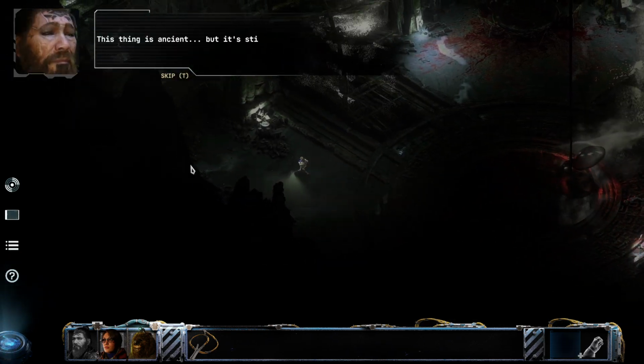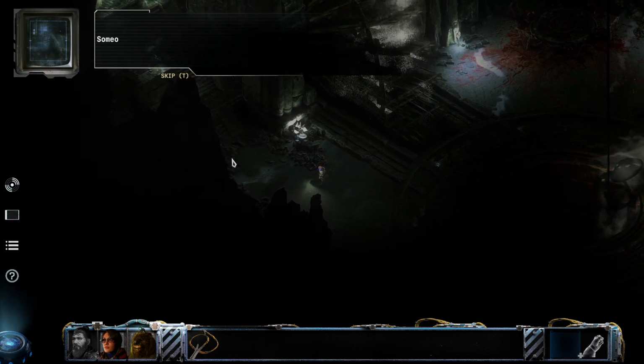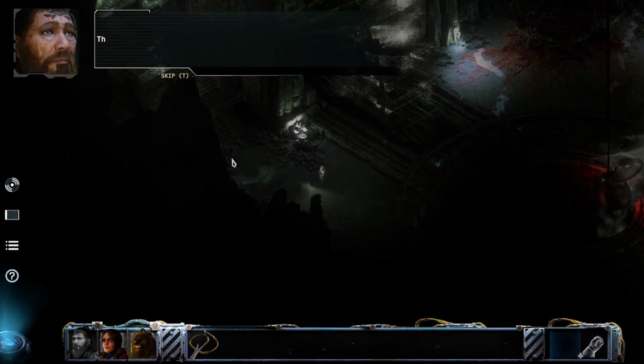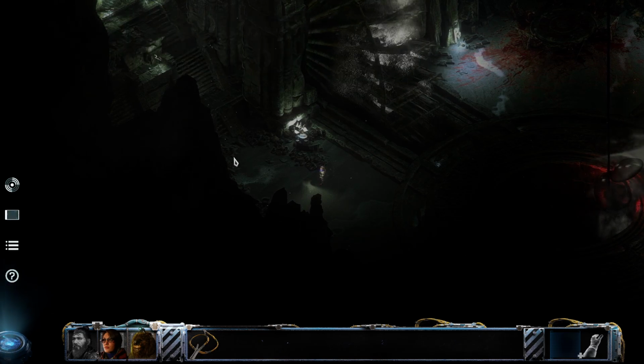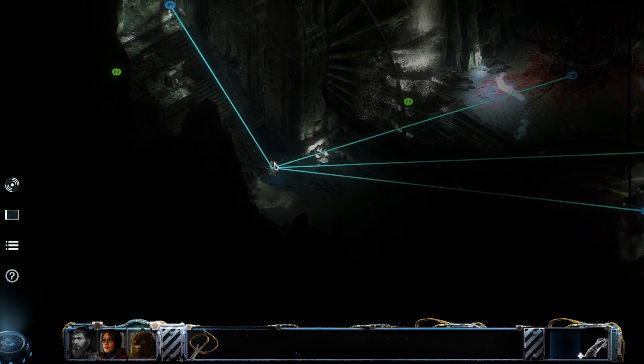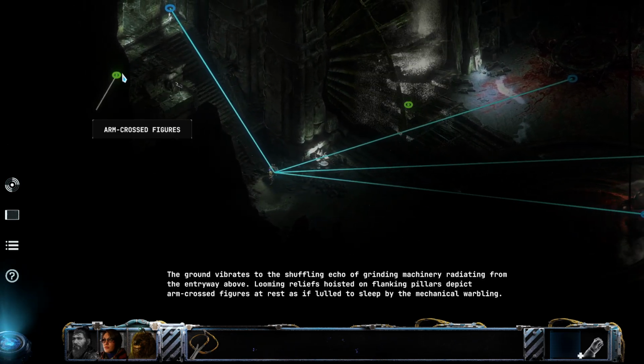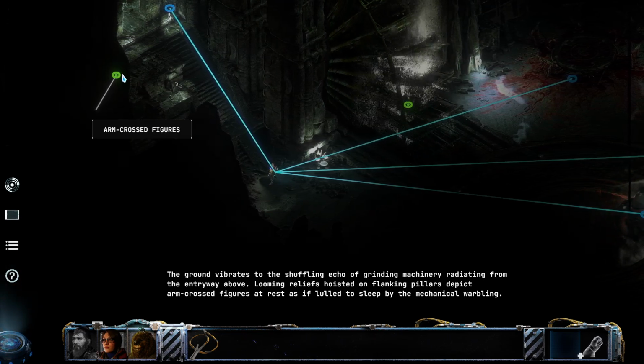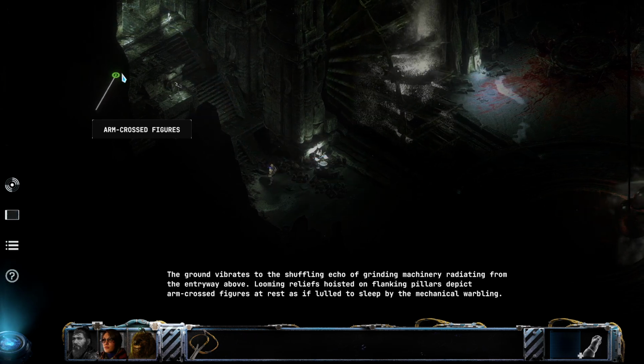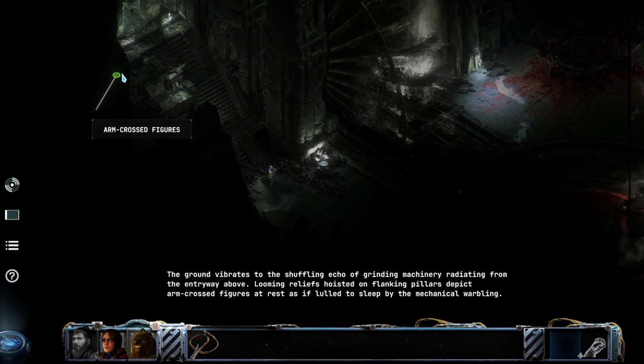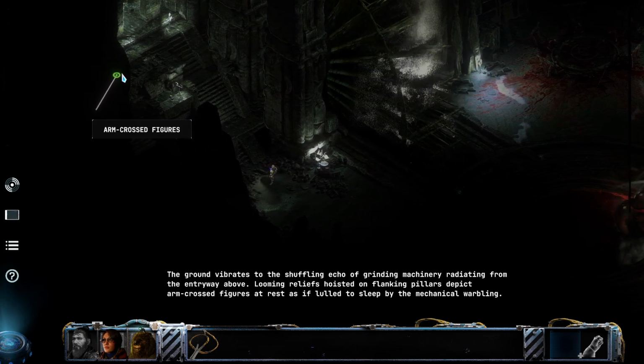This thing is ancient, but it's still working. Someone cares for it. That's what worries me. Sure don't want to meet any kind of caretaker down here. The ground vibrates to the shuffling echo of grinding machinery radiating from the entryway above. Looming reliefs hoisted on flanking pillars depict arm-crossed figures at rest, as if lulled to sleep by the mechanical warbling.